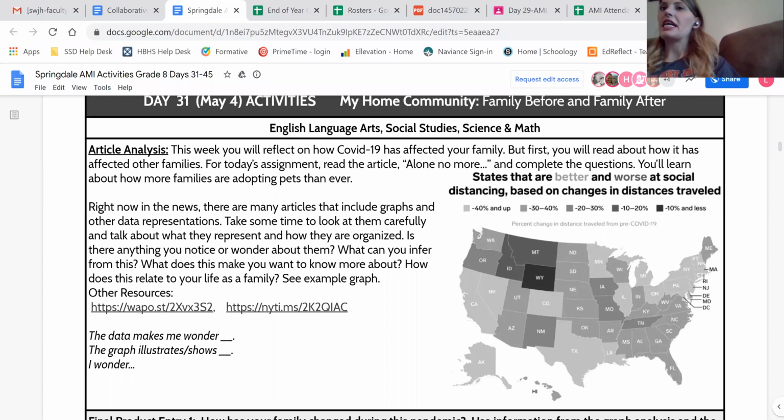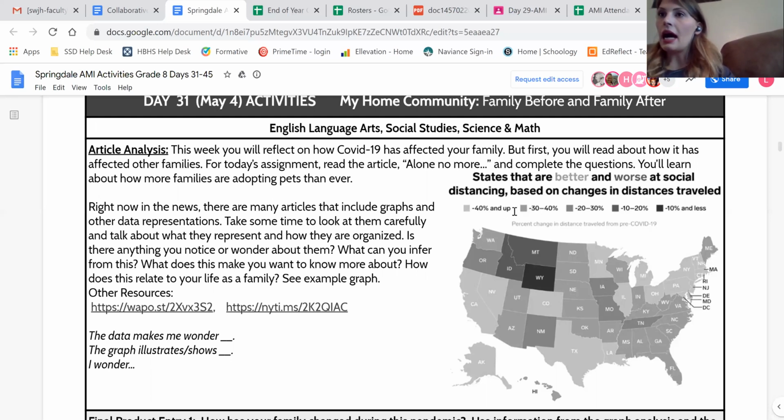So the example graph says states that are better and worse at social distancing based on changes in distance traveled. If you'll notice, they made this better a little bit lighter color. So as I look at the graph, I am led to believe that the lighter colored states are better at social distancing, and the darker colored states on the graph are going to be worse at social distancing. And we've got a key right here.